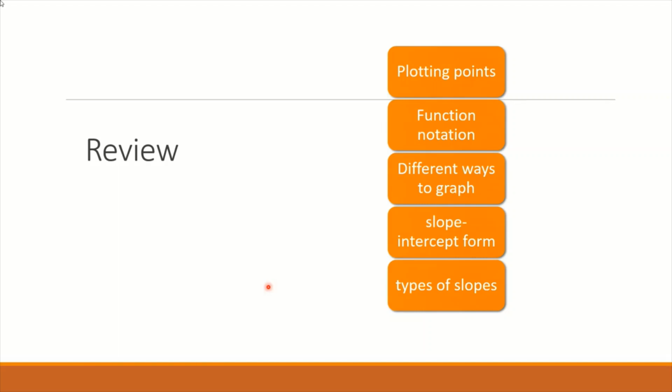We looked at different ways to graph. So we looked at the table method, just putting in any points or any numbers that we want. We looked at graphing by using the intercepts. And then we looked at slope-intercept form. So how to find slope-intercept form, y equals mx plus b. And then we also looked at how to use slope-intercept form to graph. Then we looked at different types of slopes.